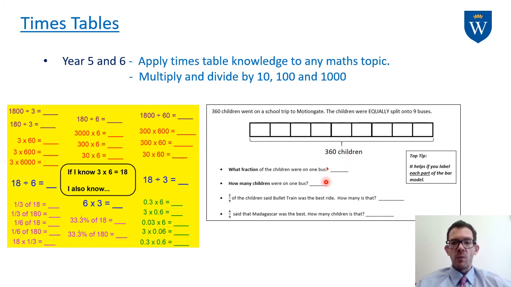How many children were on one bus? What's 1/9 of 360? And we want children to remember, well, finding a 9th is the same as dividing by 9. And they should notice that 360 is related to the number 36, which is in the 9 times table. So if they know that 36 divided by 9 is 4, they also know 360 divided by 9 is 40. So there must have been 40 children on one bus, and so on.